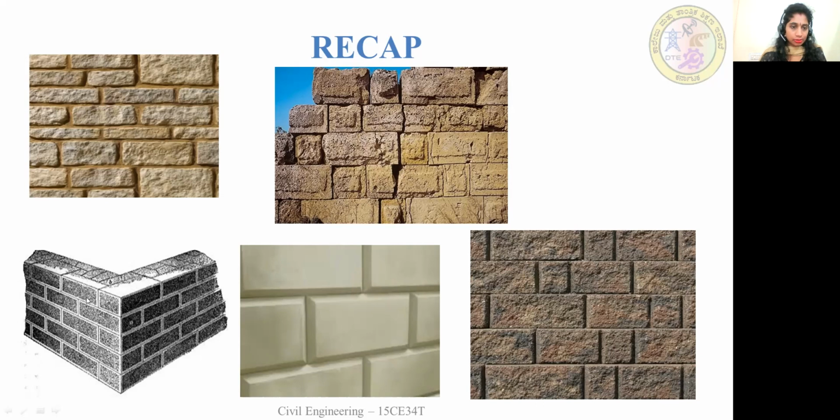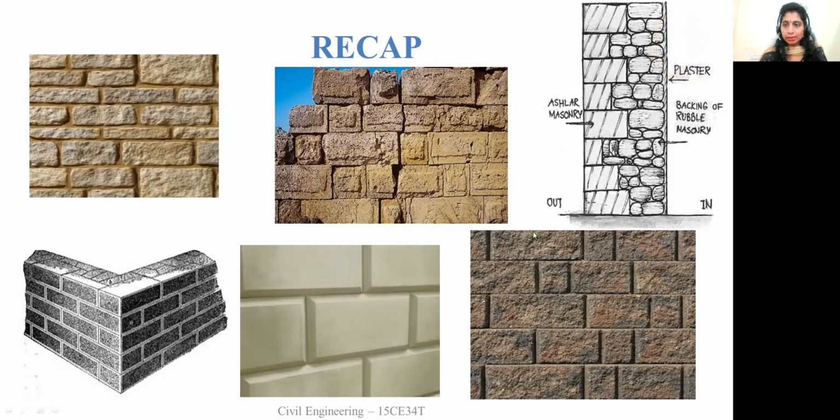You are seeing stones, and the backside is random rubble or brick masonry. It is ashlar block in course masonry. And finally, we are seeing ashlar facing masonry. The facing of the masonry is made up of ashlar stones, and the backing of the masonry is constructed with rubble masonry or brick masonry. Then it is known as ashlar facing masonry. We studied these things in the previous session.